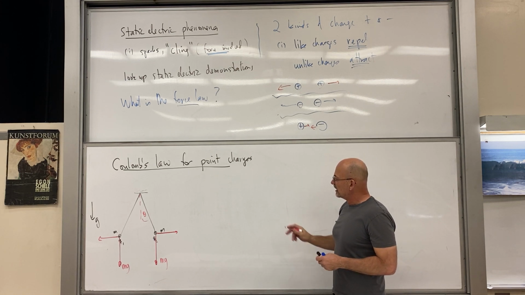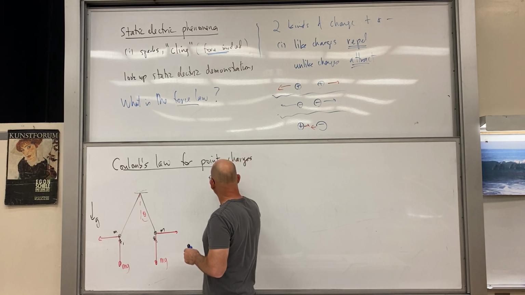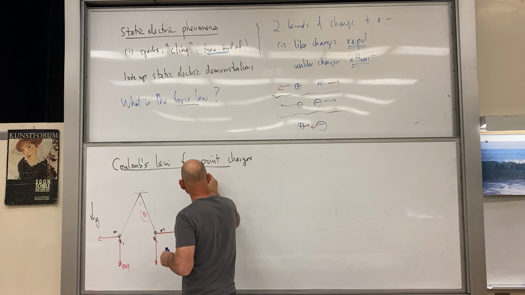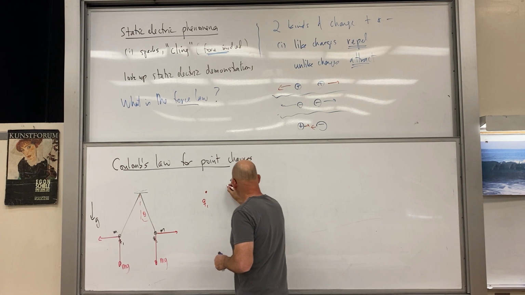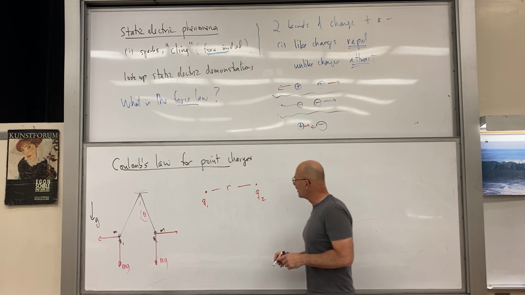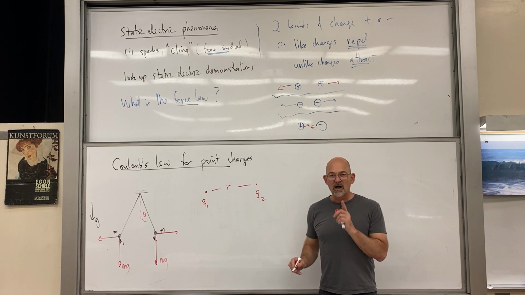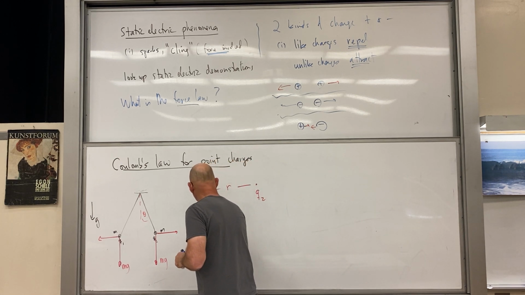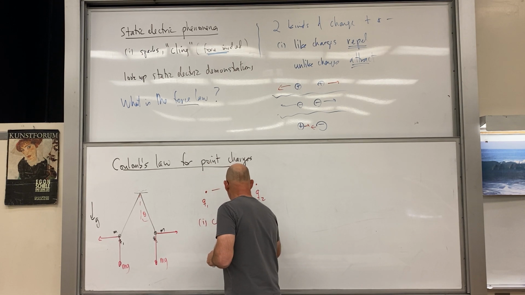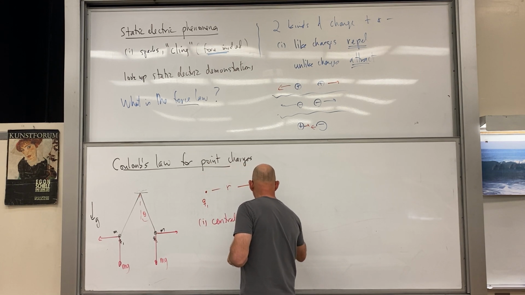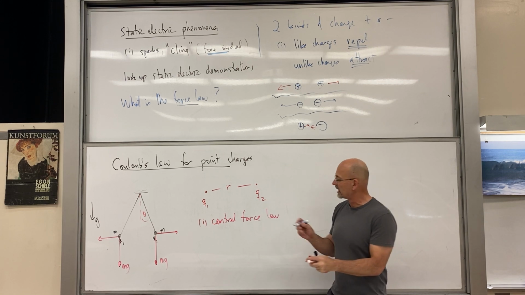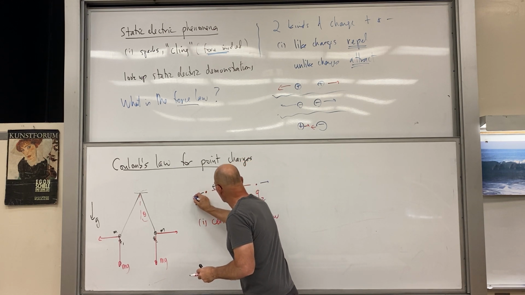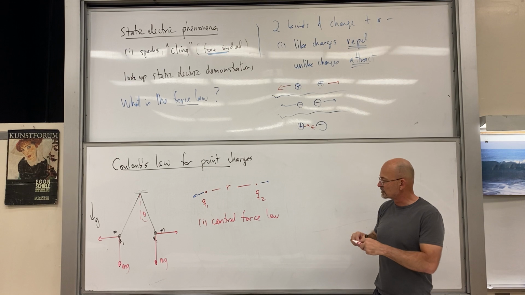Okay. So Coulomb's law for point charges is the following. Let's just say we have Q1, Q2 separated by a distance r. First thing about the law is it's a central force. It's a central force law, which means the force is either, like I said, attractive or repulsive, but along the line joining the two charges. Okay, that's what it means to be a central force.